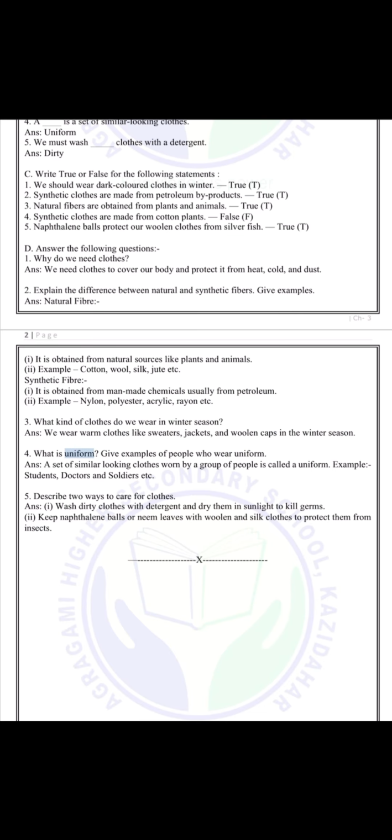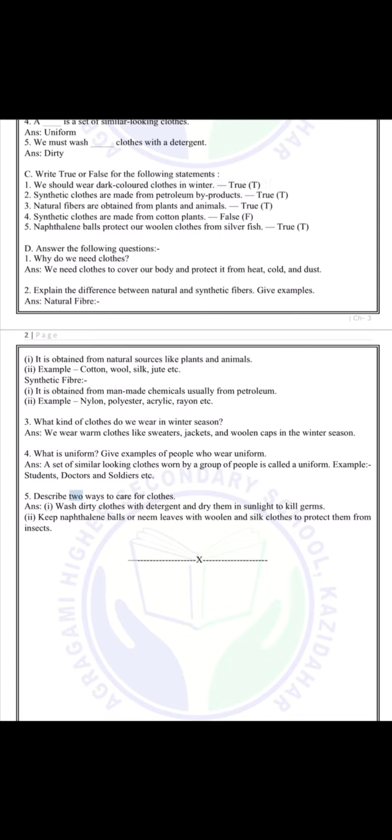4. What is uniform? Give examples of people who wear uniform. Answer. A set of similar-looking clothes worn by a group of people is called a uniform. Example. Students, doctors, and soldiers, etc.